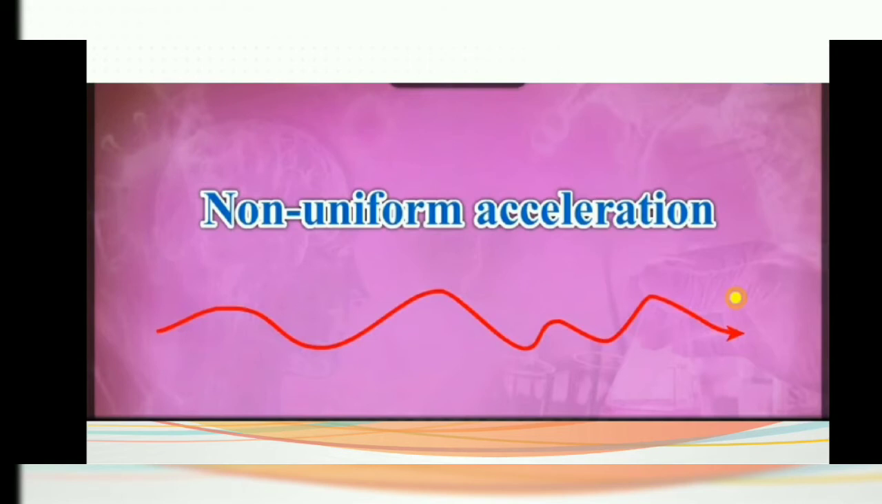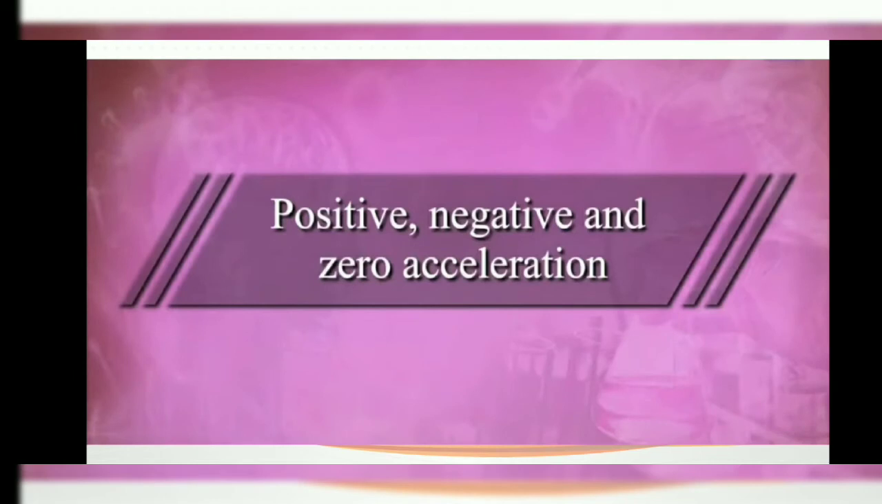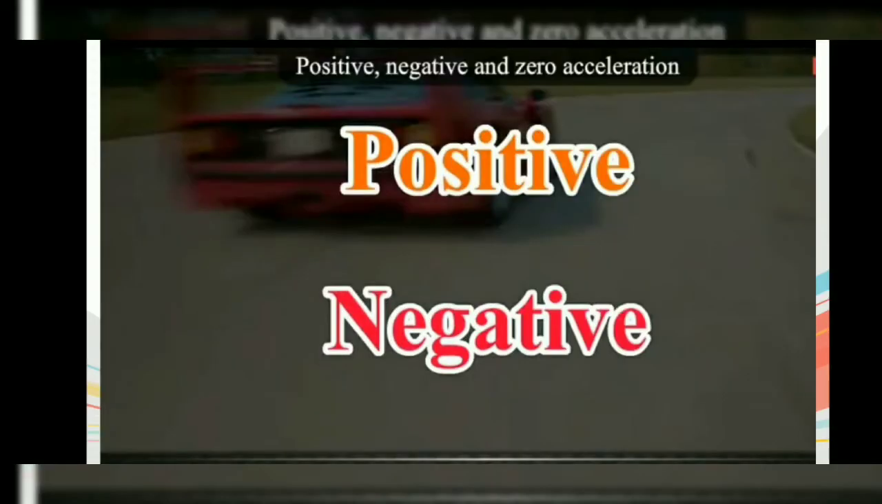So are you looking at the figure here? The velocity is changing, right, by unequal amounts in equal time intervals. Therefore, the object is said to be in non-uniform acceleration. Okay, children? Let's move to the next topic. Positive, negative and zero acceleration. Now, let's see what it is. An object can have positive or negative acceleration.